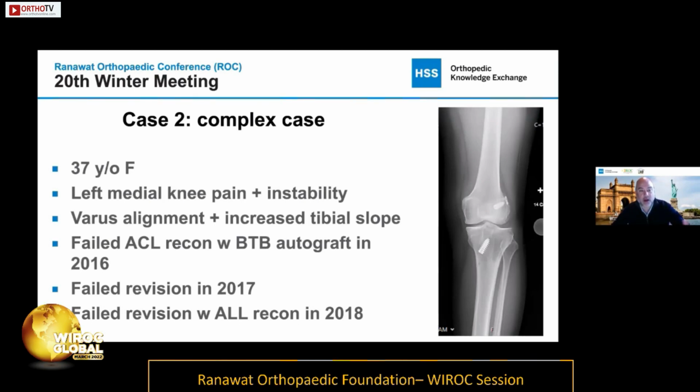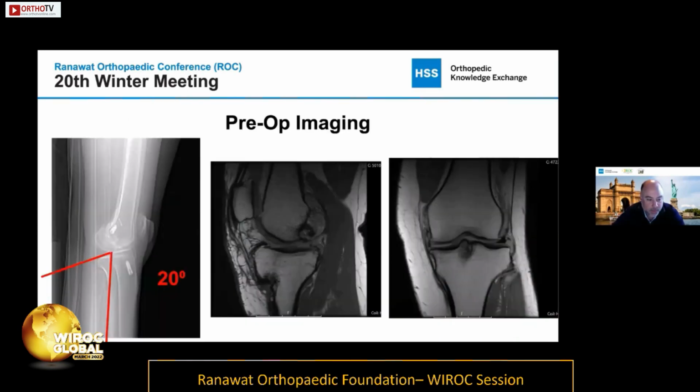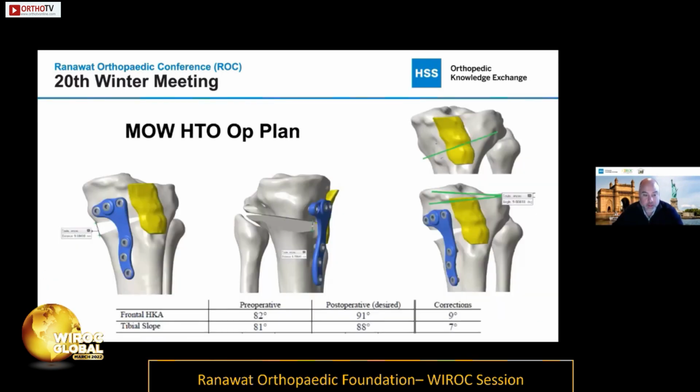But then you get to more complex cases. This is a case I did maybe 2 years ago: a 37-year-old female who had multiple surgeries. She had a failed ACL BTB, a failed revision, a failed ALL. We're going to talk more about the lateral side. Now she comes in with pain and instability, slope around 20 degrees, medial OA, and a failed ACL. With all these patients, as Daniel pointed out, you always have to think: is it pain or instability? Sometimes it's both. In her case, it was both. So what we did was a PSI guide, where we can dial in the coronal correction.